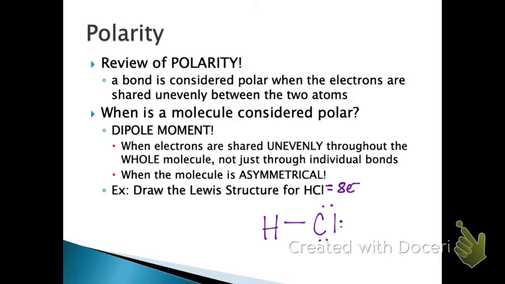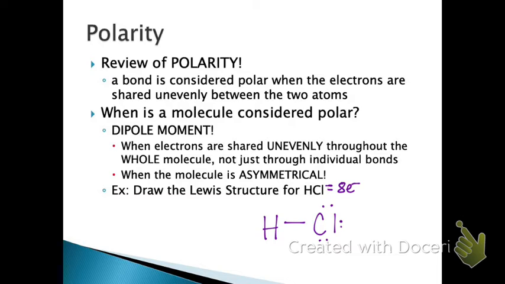So now, in this molecule, there only happens to be one bond, but we can look at polarity in molecules that have lots of bonds, okay? I just want to start with a simple one. So get out your Pauling scale and your molecular geometry sheet and tell me which one of those atoms is more electronegative than the other. Which one's more electronegative? Chlorine.